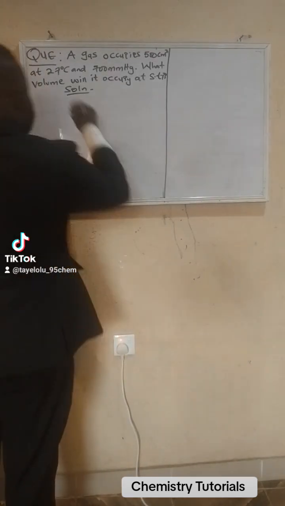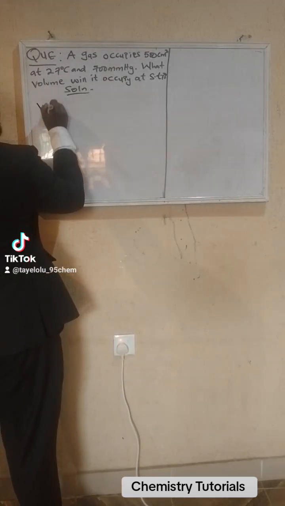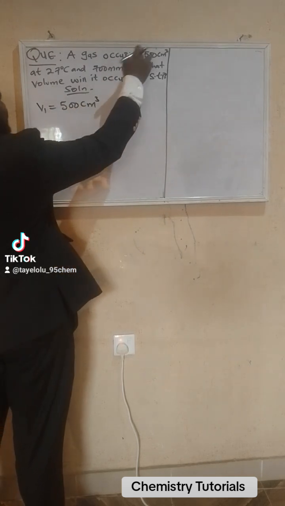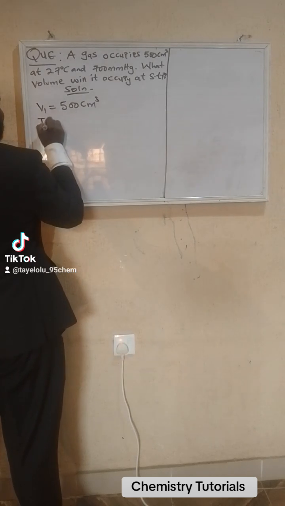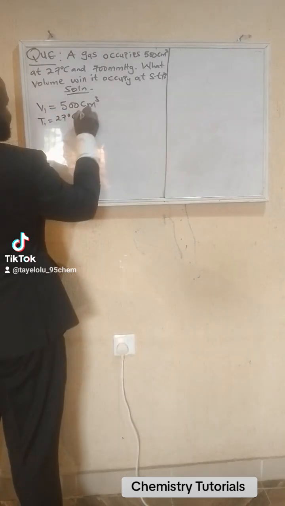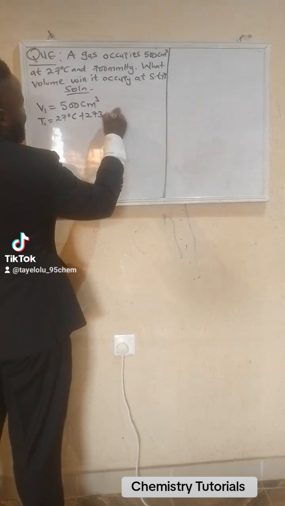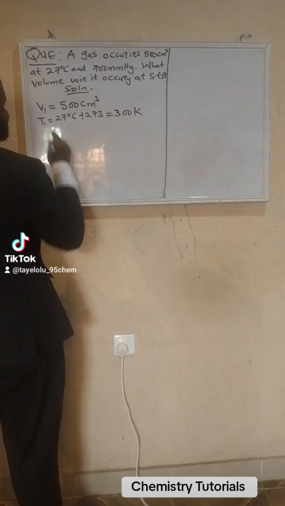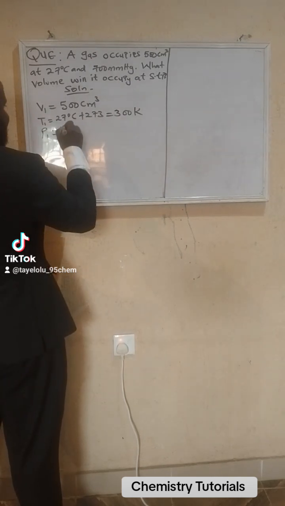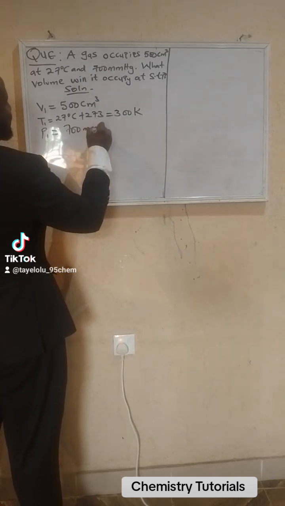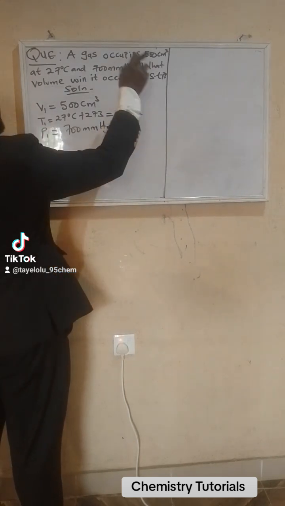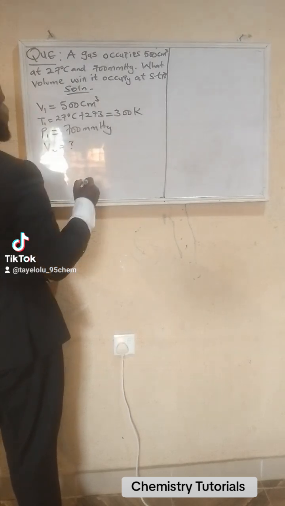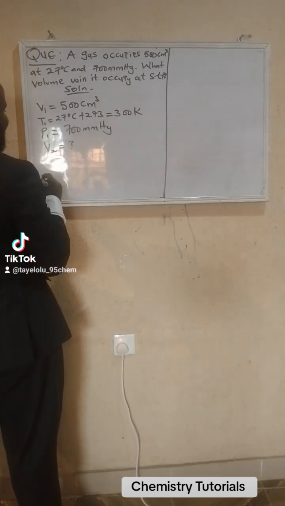Let's bring out the parameters shown there. The first volume is 500 cm³ because a gas occupies 500 cm³ at a temperature of 27 degrees Celsius, which must be converted to kelvins. That will give me 300 kelvins, and of course at a pressure of 700 mmHg. So the question now says, what volume, that is V2, will the gas occupy at STP?